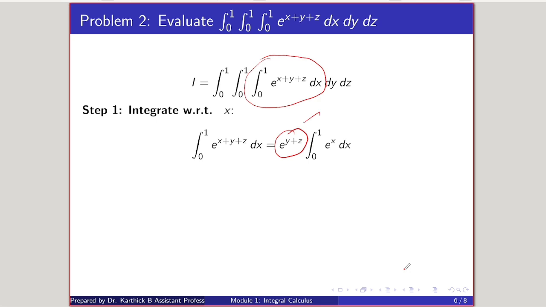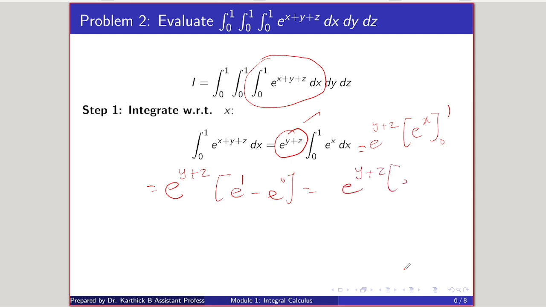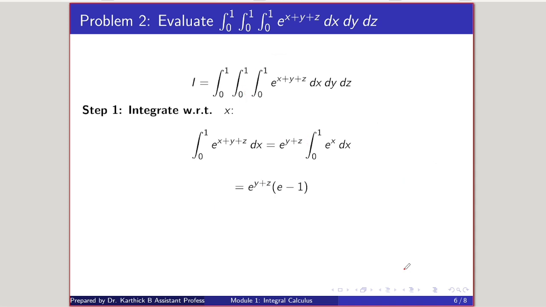While integrating e power x, again I will get the value as e power x. So e power y plus z will be a constant, and e power x from 0 to 1. So the final answer will be e power 1 minus e power 0. e power 0 will always be 1. So e power y plus z times e minus 1. So this will be the answer. Now we have evaluated the inner integral with respect to x.